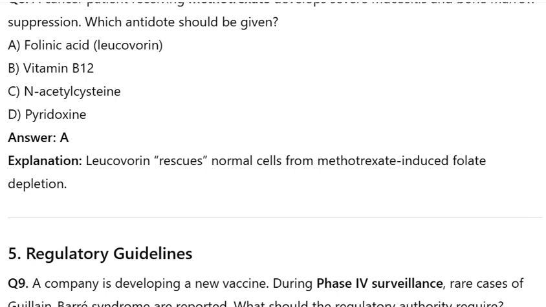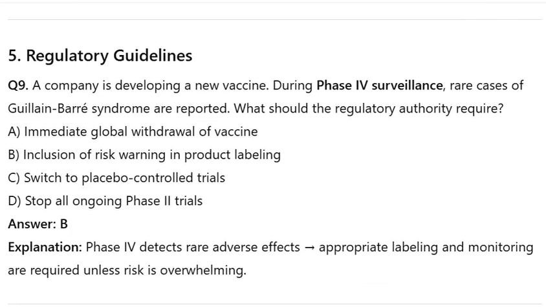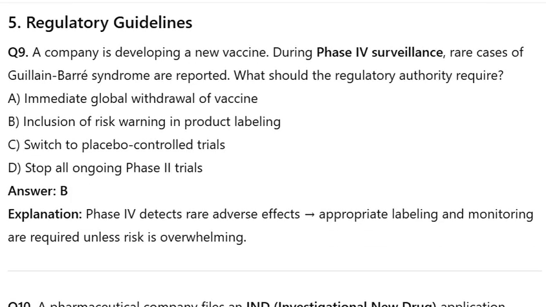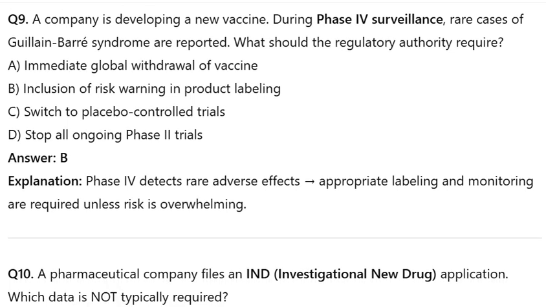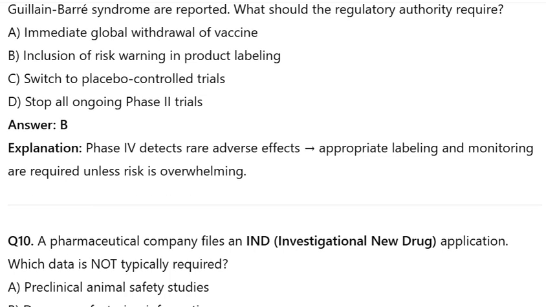Number 5. Regulatory guidelines. Q9. A company is developing a new vaccine. During Phase 4 surveillance, rare cases of Guillain-Barré syndrome are reported. What should the regulatory authority require? A. Immediate global withdrawal of vaccine. B. Inclusion of risk warning in product labeling. C. Switch to placebo-controlled trials. D. Stop all ongoing Phase 2 trials. Answer B. Explanation. Phase 4 detects rare adverse effects. Appropriate labeling and monitoring are required unless risk is overwhelming.